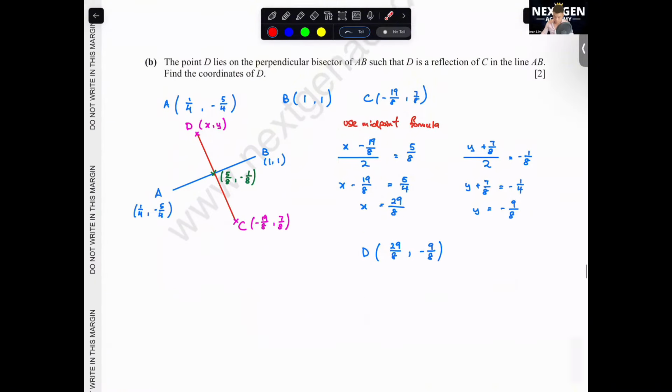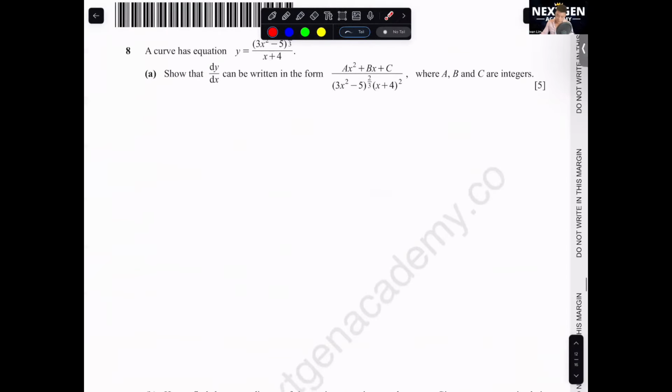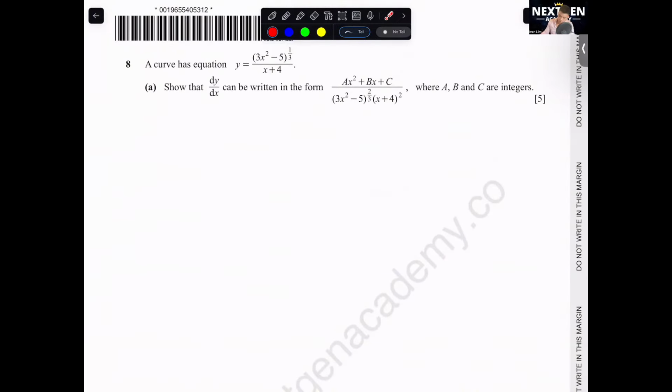Okay, let's go to the next one. Question 8. A curve has equation of this form. Show that dy over dx can be written in this form. This is a 5-mark question. Again, they like to come up with this specific type of question for quotient rule. I'll teach you the easiest way to do it, where either they will put 1 over 2 or 1 over 3 like that. So you recognize this form.